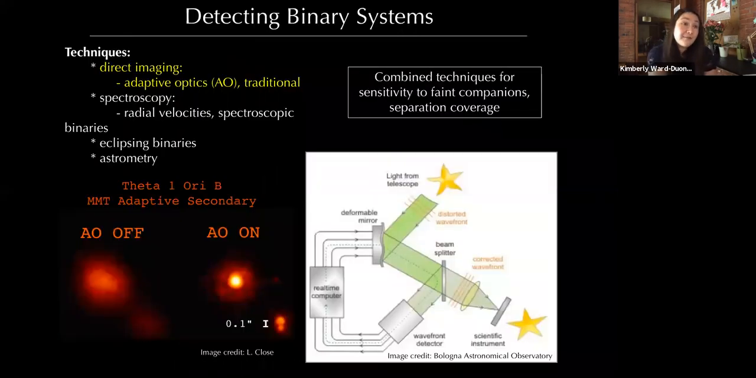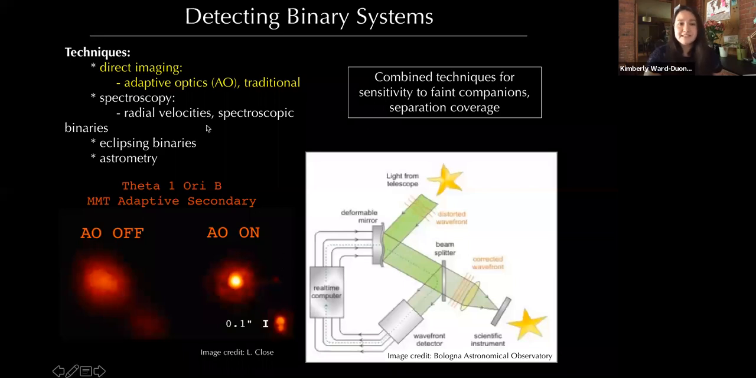So I want to start by talking about binary systems. Binaries give us a really good insight into the star formation process, understanding things like the initial mass function, but also the interplay between planetary systems and their host stars. There are many ways we can detect binary systems. I focus predominantly on trying to use direct imaging, which is either using adaptive optics imaging or traditional direct imaging.